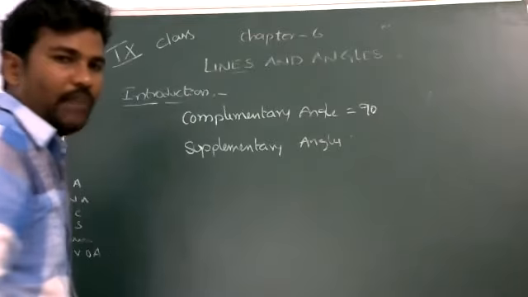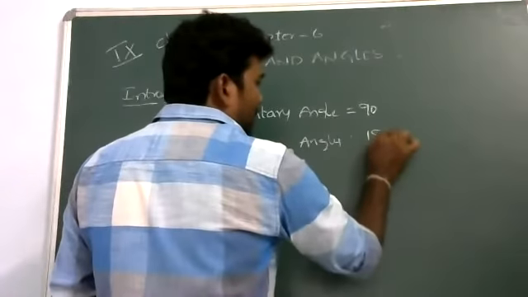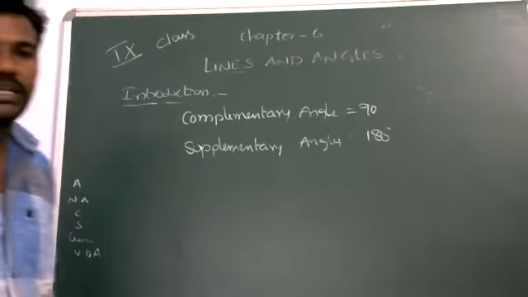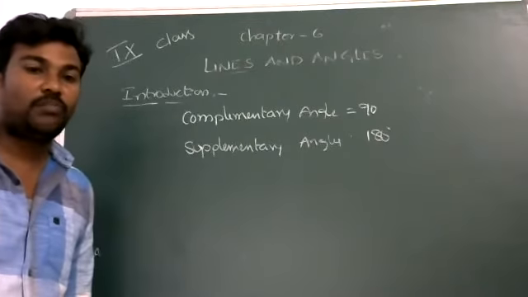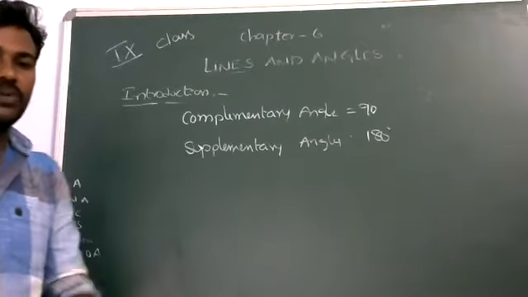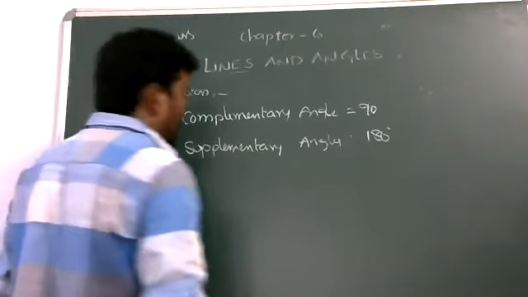Supplementary angles. Same here. The sum of angles equals 180 degrees. If the sum of only two angles is 180 degrees, then those angles are called supplementary angles.